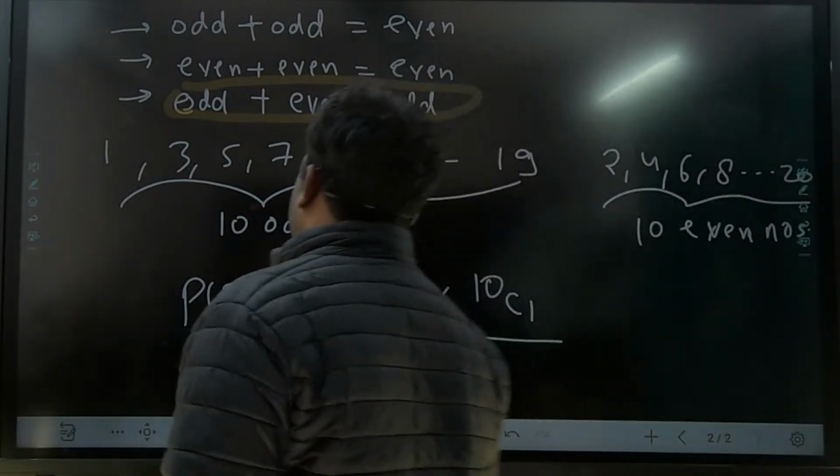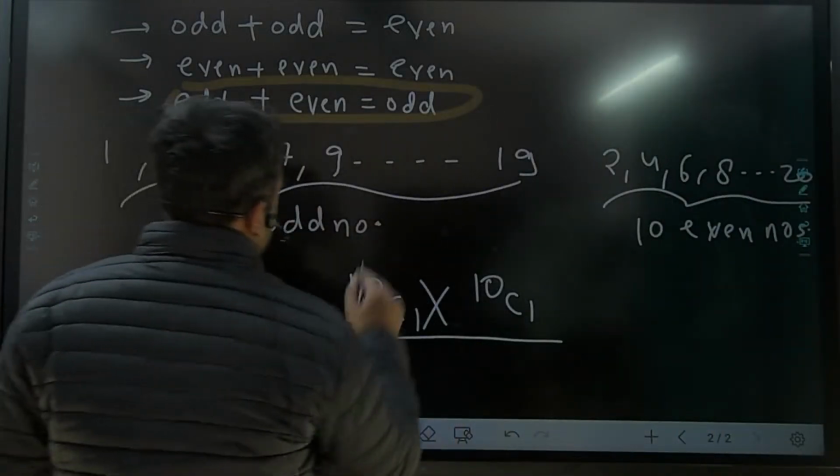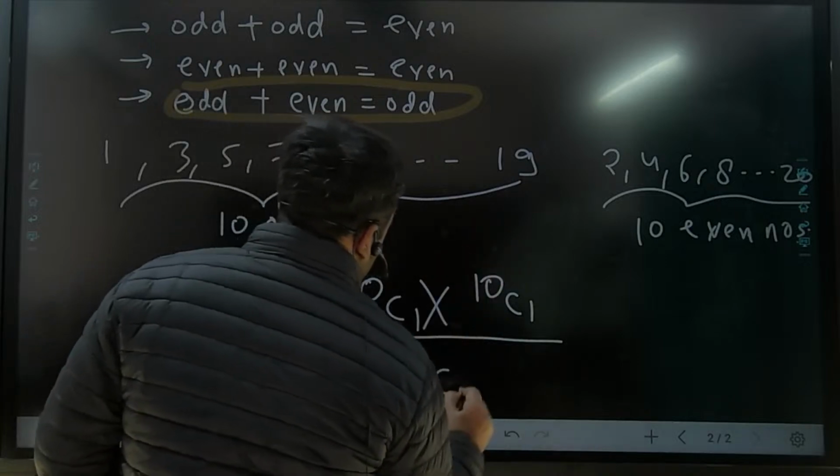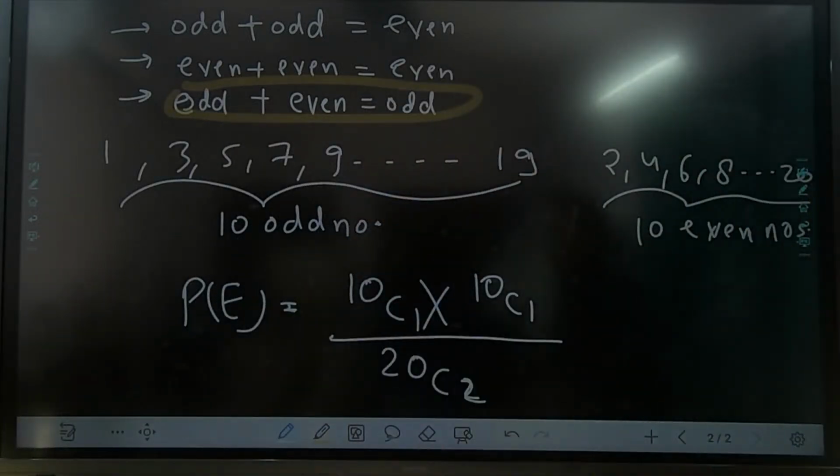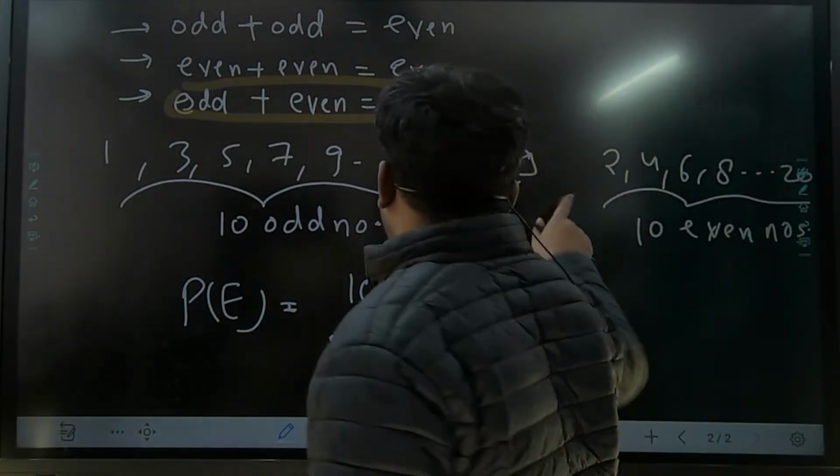In total, how many ways can you select two numbers from 20? Because 20 digits are there. Out of 20, you have to select two numbers, right? That is the total sample space. That is 20C2. But this will not be favorable. Favorable will come when I select one from here and one from here.